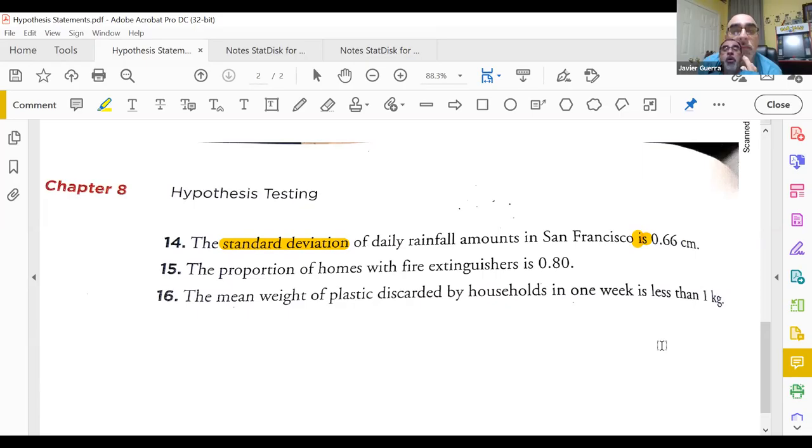Correct. Someone said it was equals. That is correct. "Is" means equals. Very good. All right, so let's find out where the equals belongs.